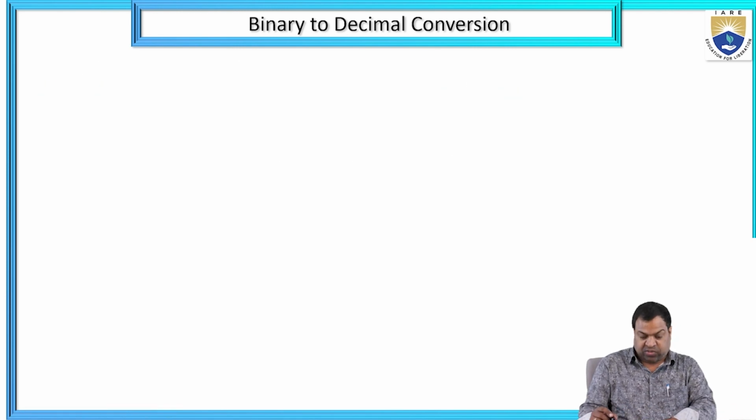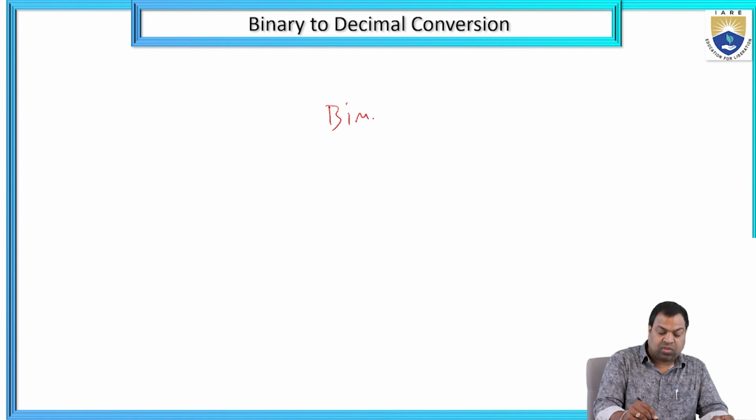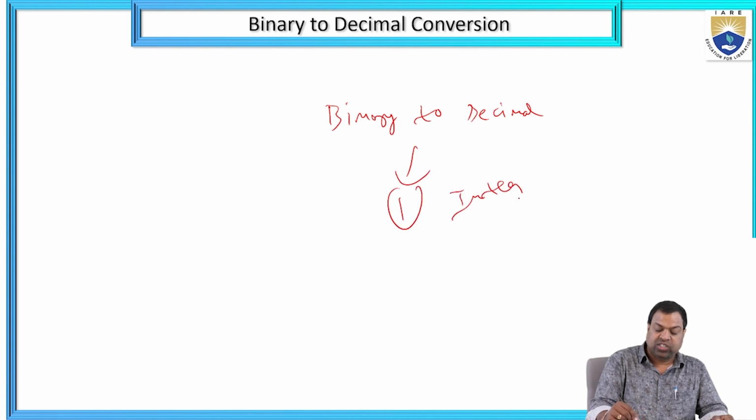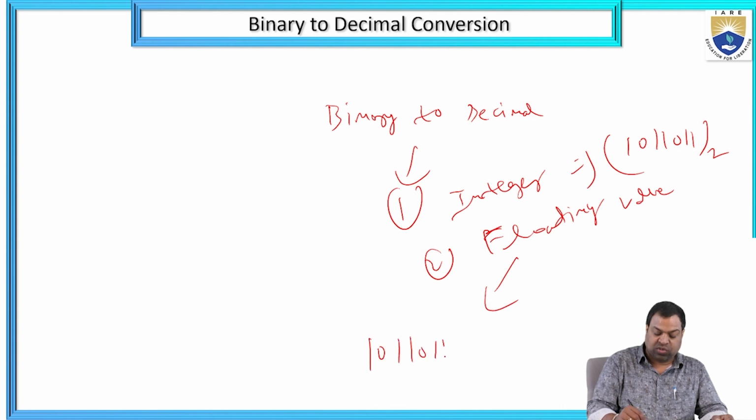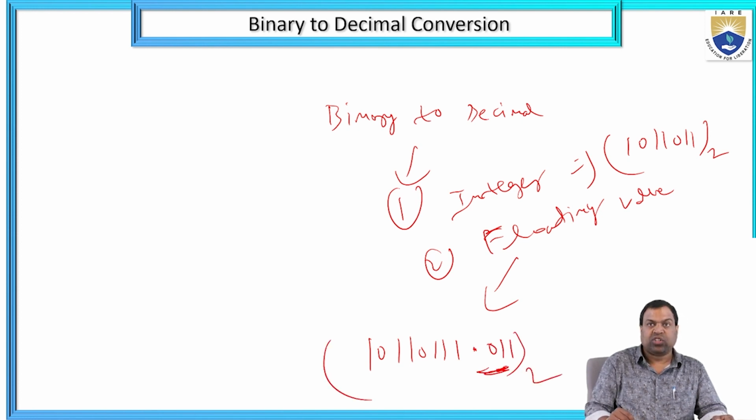These are the integer values, binary to decimal. The first one is an integer value. The second one is a floating point value. Integer value means, for example, 10111011 base 2. Floating point means, for example, 10111011.011. So like this, these are fractional values: after the point, the fractional values are there.